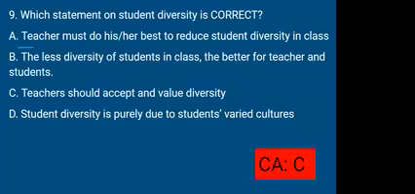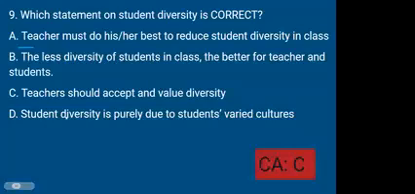For letter B, the less diversity of students in class, the better for teacher and students. What if they come from different backgrounds? How can you say that? It negates negativity. So the best answer is letter C: teachers should accept and value diversity. Okay, next, number 10.